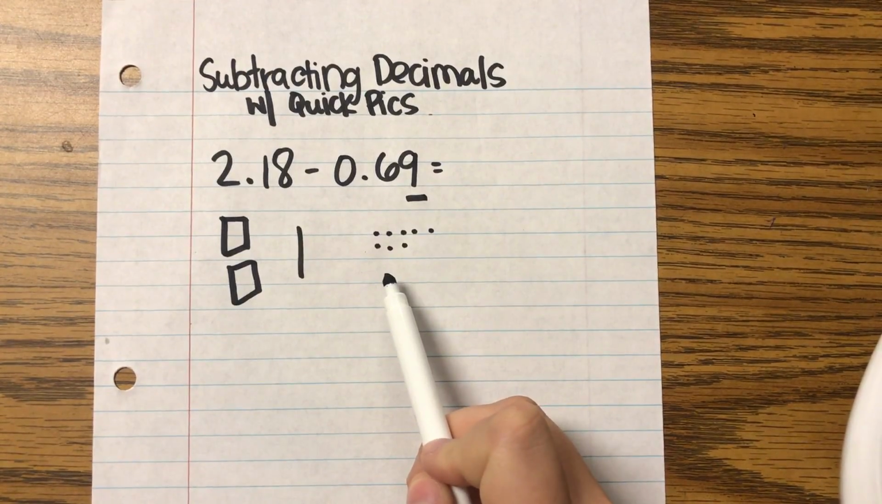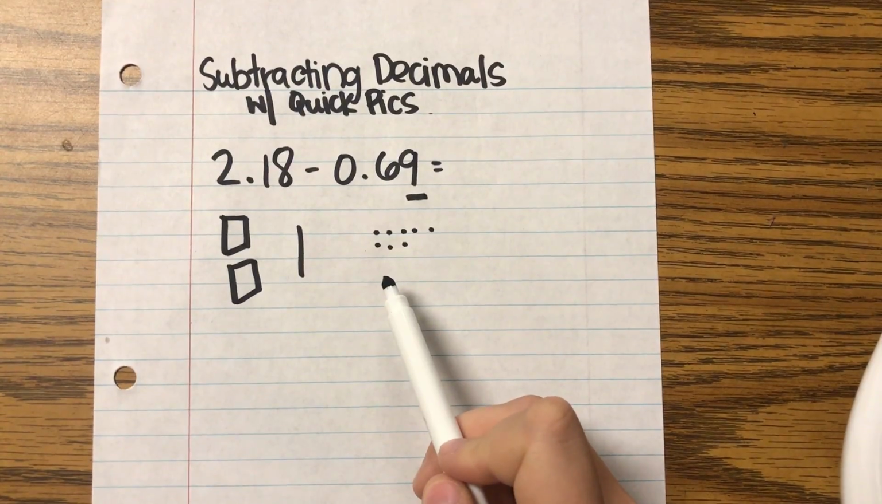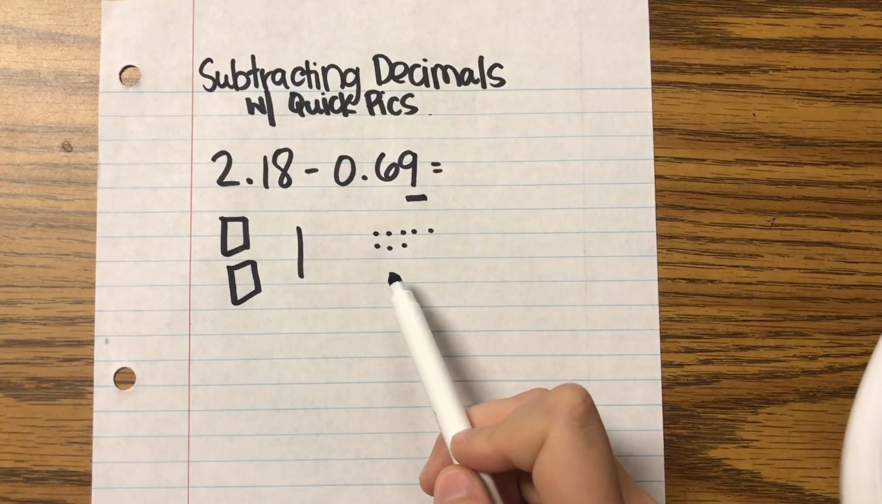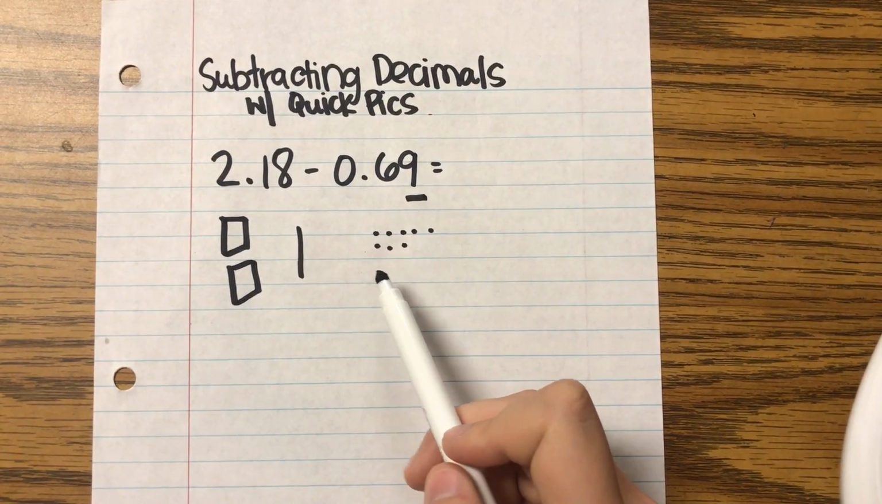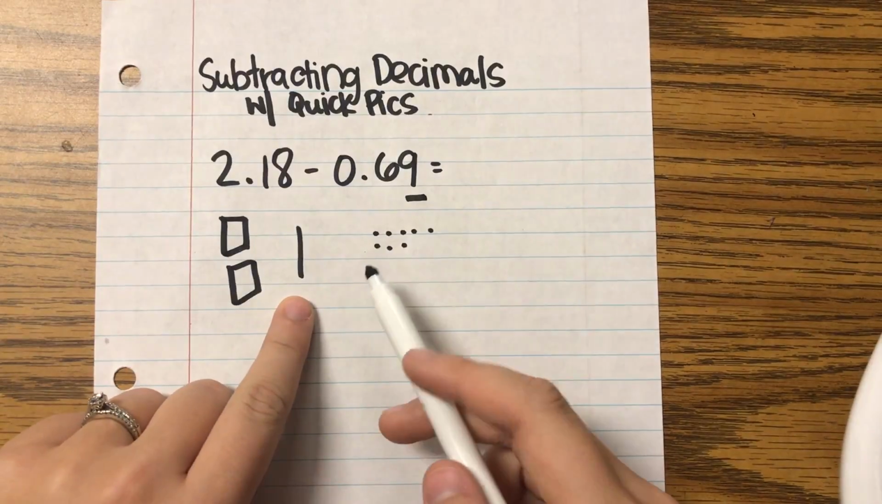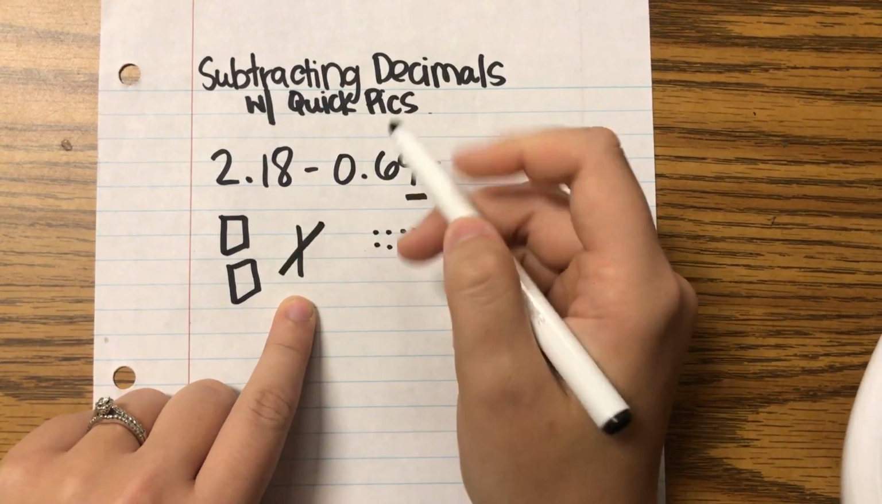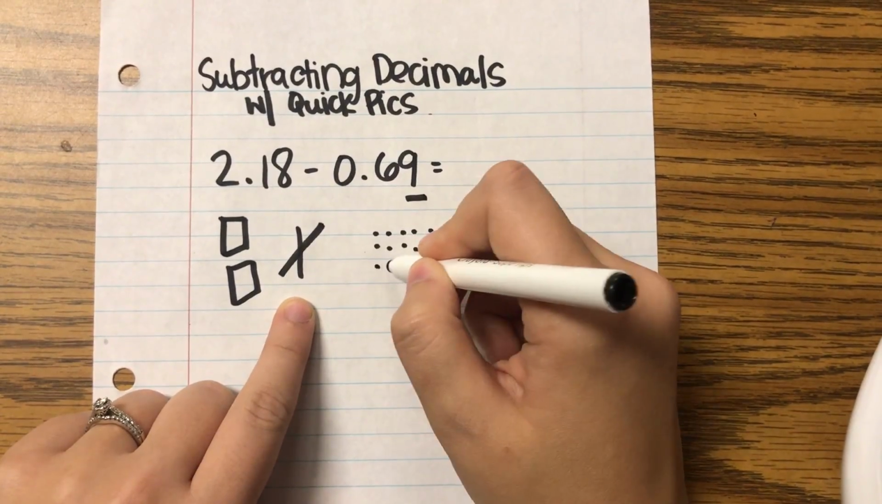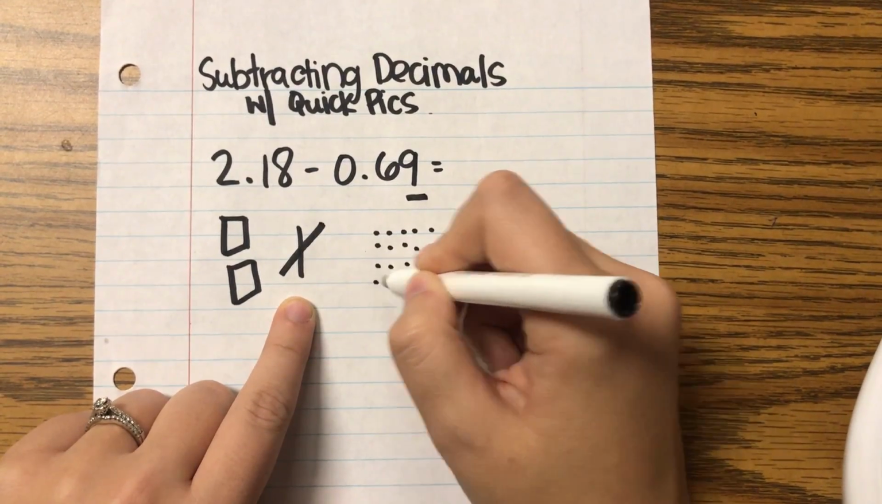Okay, how many hundredths do I have drawn right here? 8. Can I take 9 away from 8? No, it's not possible. I don't have enough, so what do I need to do? Regroup. Where do I go? To the tenths place. I have 1 tenth, so I can cross out that tenth, and how many hundredths does that give me? 10. 1, 2, 3, 4, 5, 6, 7, 8, 9, 10.